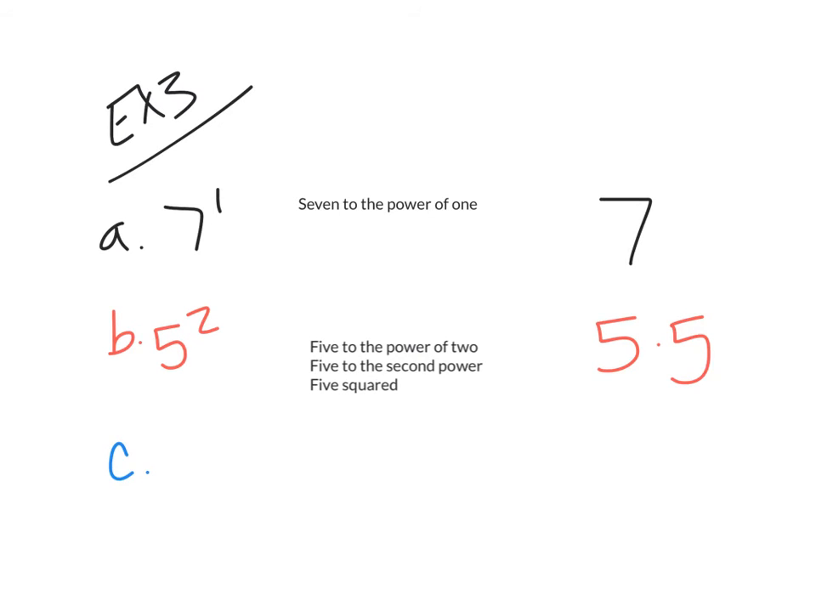All right, let's look at C. Okay, how would I write this one? That's a terrible number up there. This is supposed to be a 3. There we go.